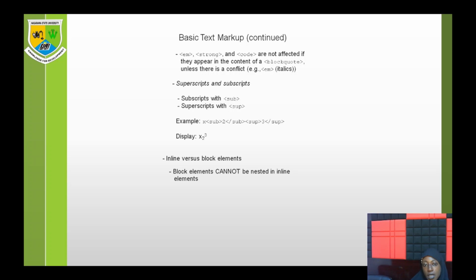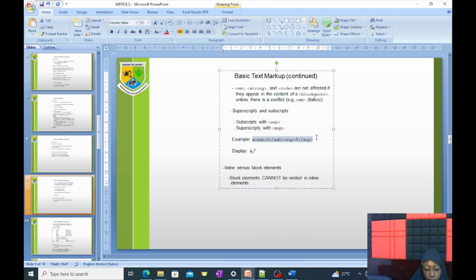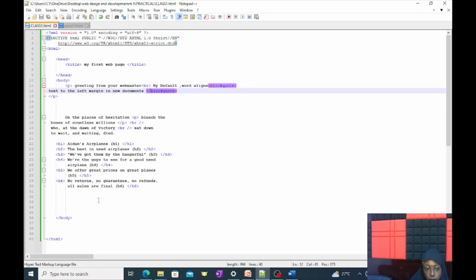So let's see some markup like emphasis, strong, superscript, and subscript. How do we implement each of these in our notepad? So let's go back to our Notepad++ and see how to implement what we just have here. Let's look at this first.